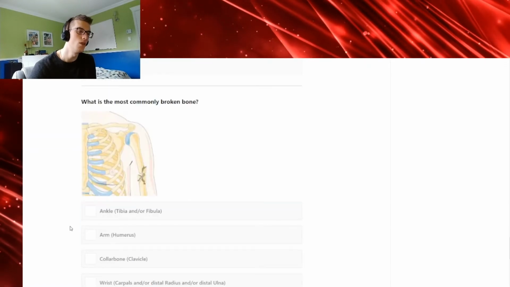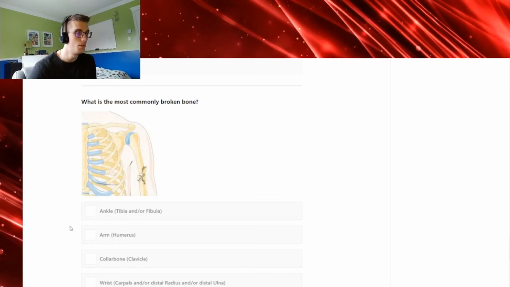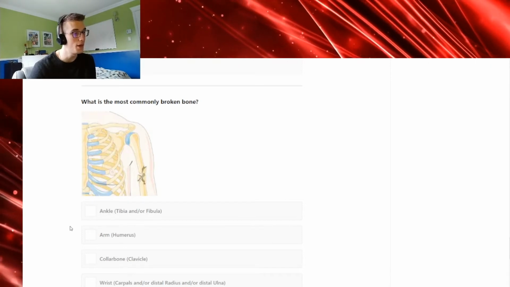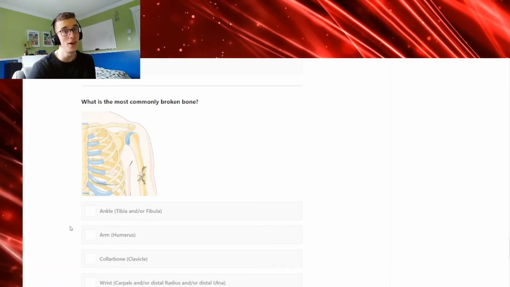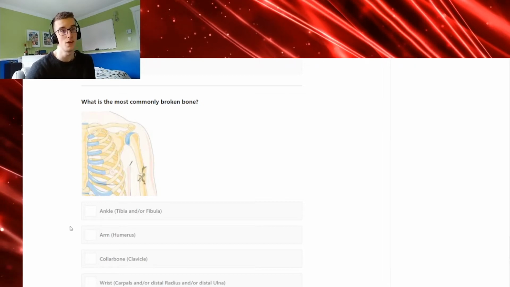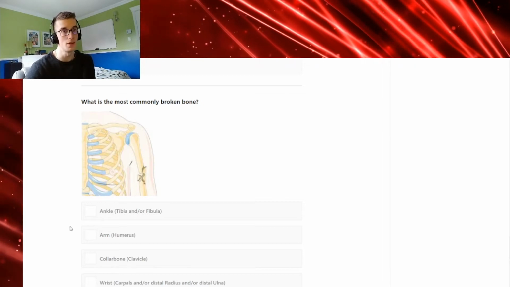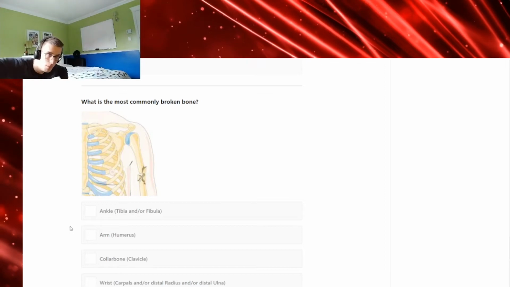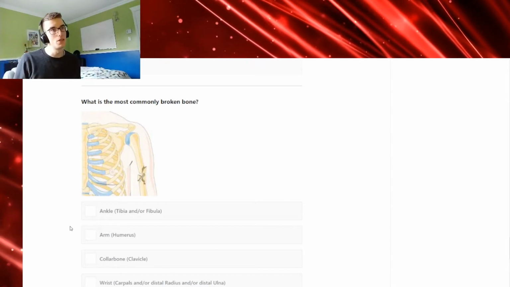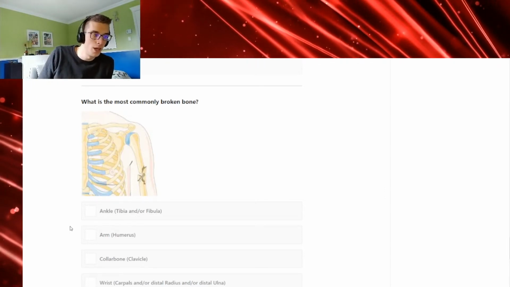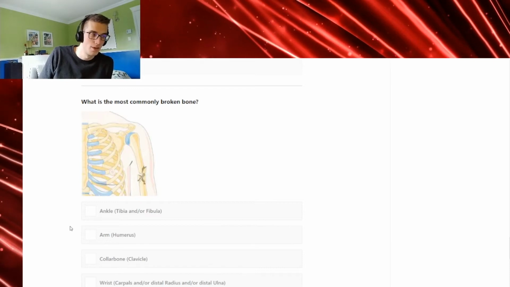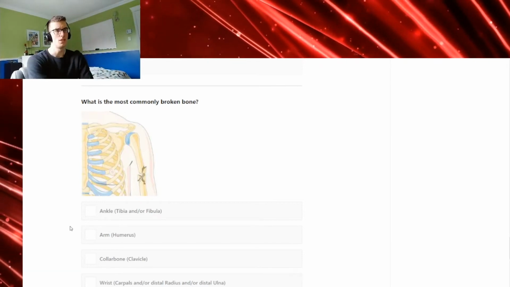The ankle, the arm, the collarbone. I think it's the wrist. Why is that? Because when people are falling on the ground, like BAM, most of the time they break their wrist. Most of the time it's the scaphoid.